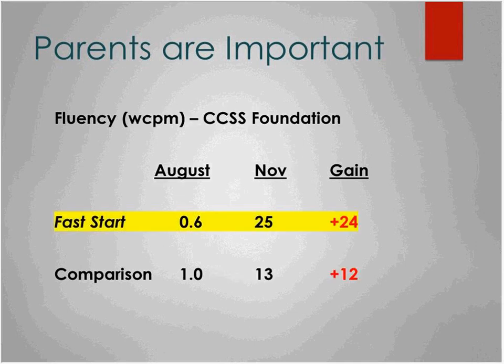Later, look what happened. The comparison group made progress from 1 word to 13 words correct per minute, but the Fast Start group made double the progress. They're up to 24 words correct per minute. Instruction in school was the same; the only difference was parents doing this at home. Read to, read with, listen to your child read.